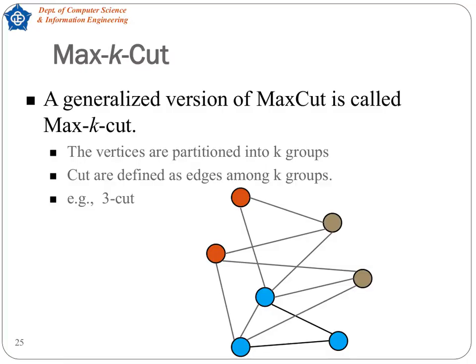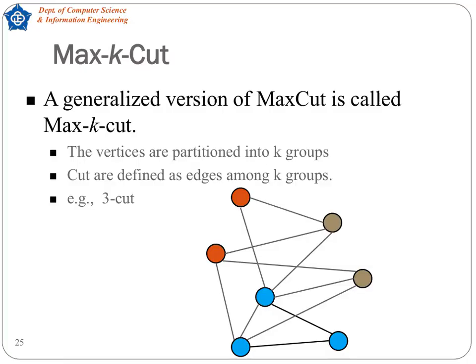Building on our discussion of weighted MAXCUT, which effectively focuses on dividing a graph into two partitions, this slide introduces a powerful generalization, the concept of max k-cut. In max k-cut, instead of just two, the vertices of a graph are partitioned into k distinct groups. The cuts are then precisely defined as the edges that connect vertices belonging to different groups, emphasizing the connections between these partitions. The accompanying graph visually illustrates this concept perfectly, providing a clear example of a three-cut.